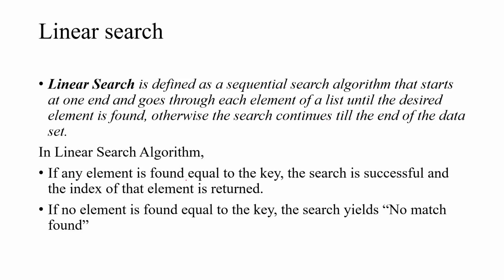If any element is found equal to the key, meaning the element which we are searching for, then we will say that the search is successful and the index of that element is returned, so that we can print that at this particular index the element is found. If no element is found equal to the key, then we will say that no match is found, or the search is unsuccessful.